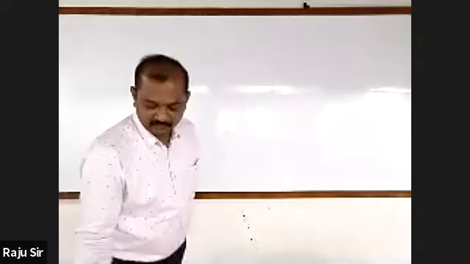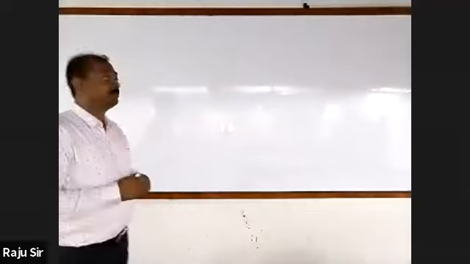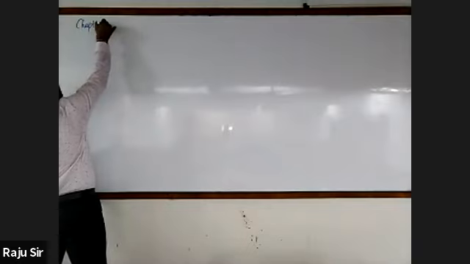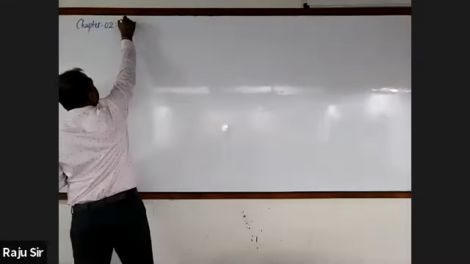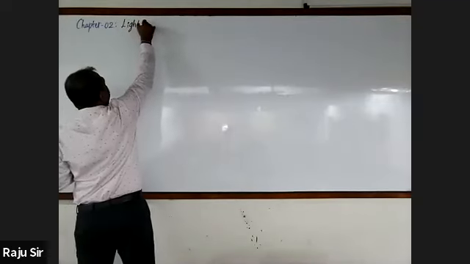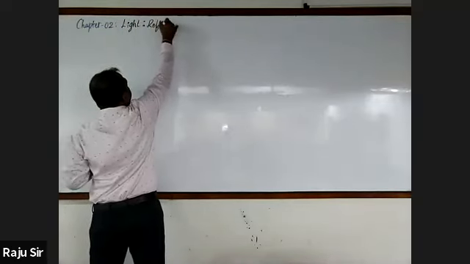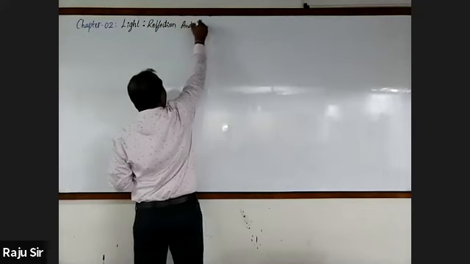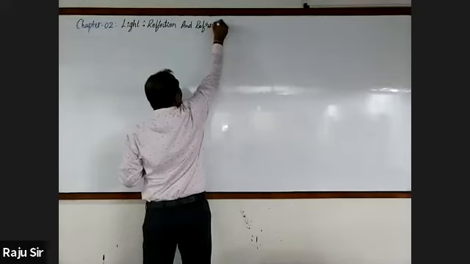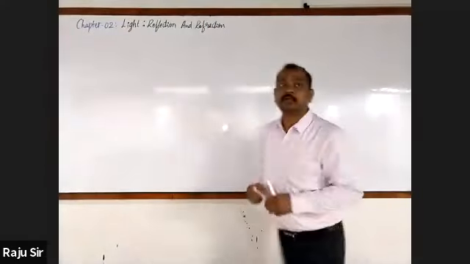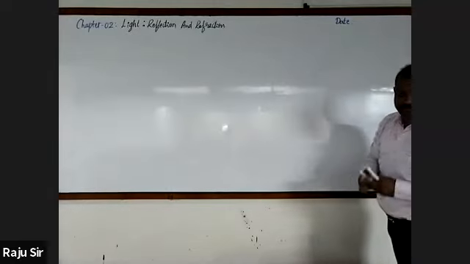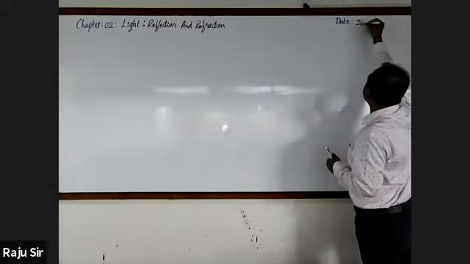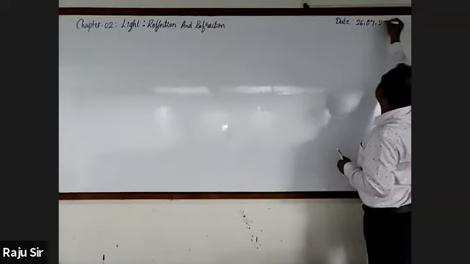Okay, now you just go for writing today's date. Let me write here the name of the chapter. Chapter 2 in physics that we are covering. The name of the chapter is light, reflection, and refraction. Today's date 26. Write in a notebook as well. It is 26/7/2021.